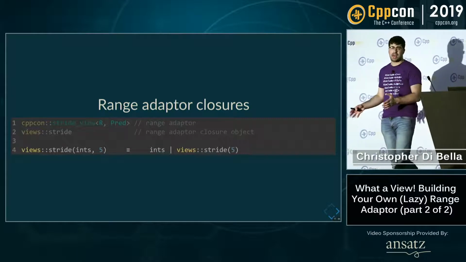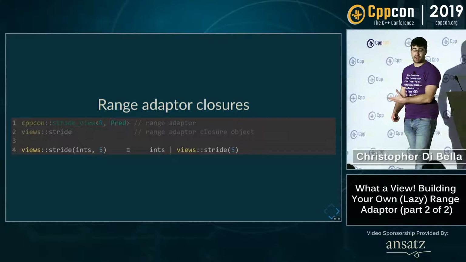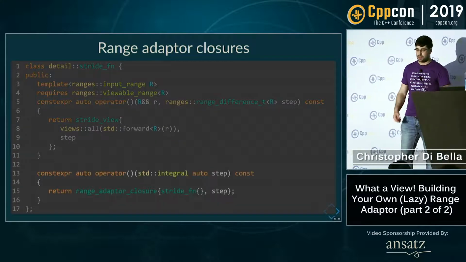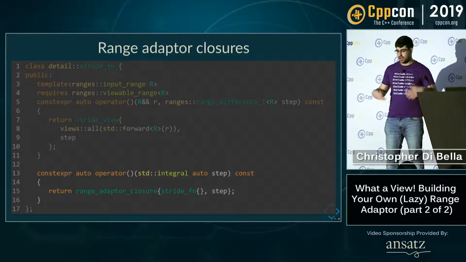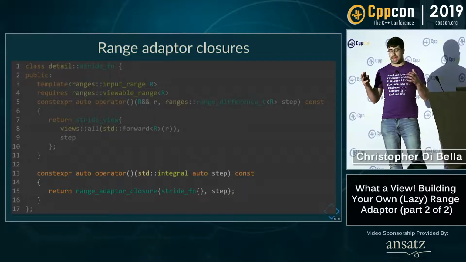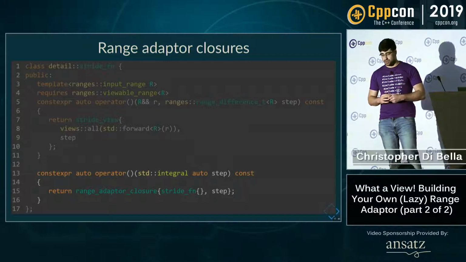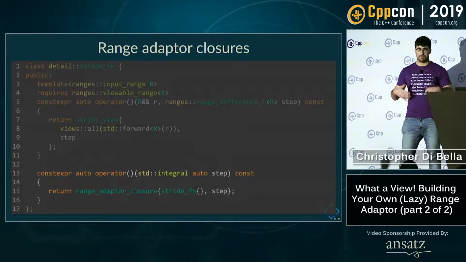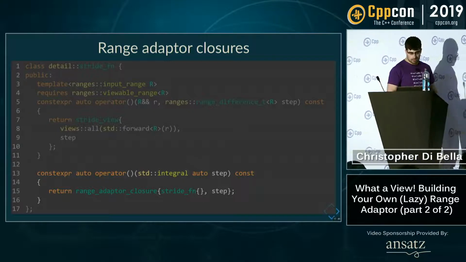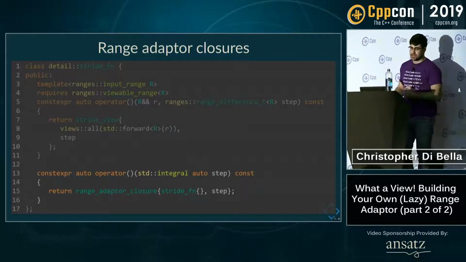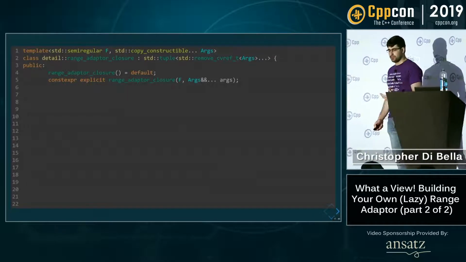But what we really want is also the other side, where we can pipe ints into stride of 5. The way we do that is we return a call operator where we take an integral and we have this thing called a range adapter closure. And this is where all the fun stuff happens. So we're now going to build the range adapter closure. And the range adapter closure is derived from a tuple.